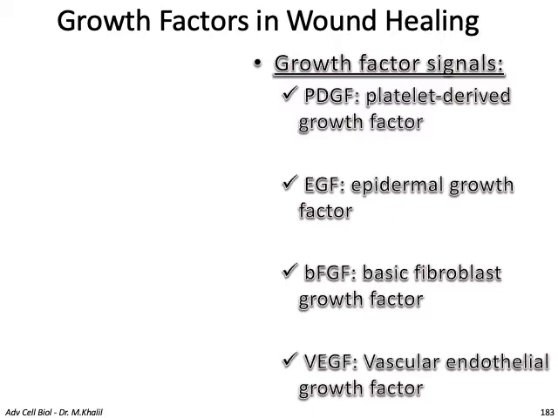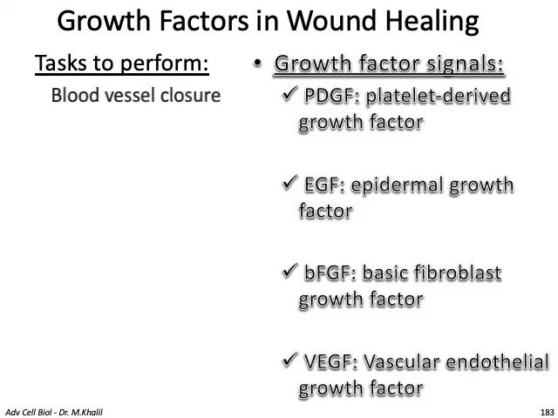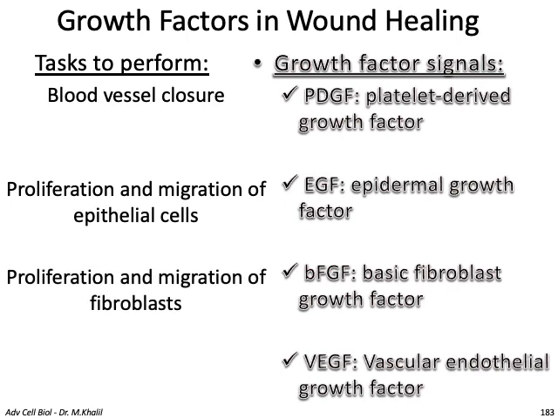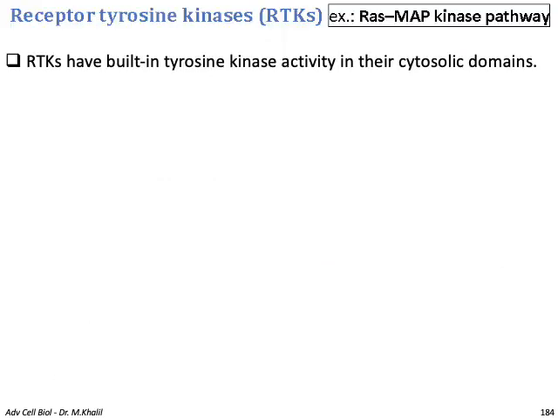So for the growth factors in wound healing, you can see that growth factors like PDGF control the blood vessel closure, while EGF controls the proliferation and migration of epithelial cells, while bFGF controls as well the proliferation and migration but for the fibroblasts, while VEGF repairs blood vessels.